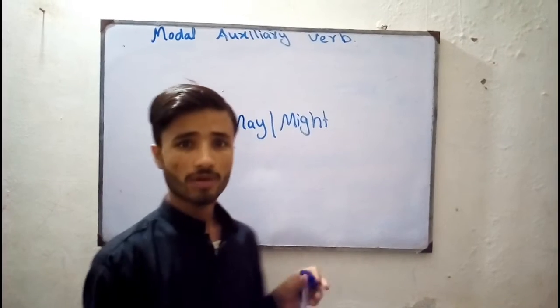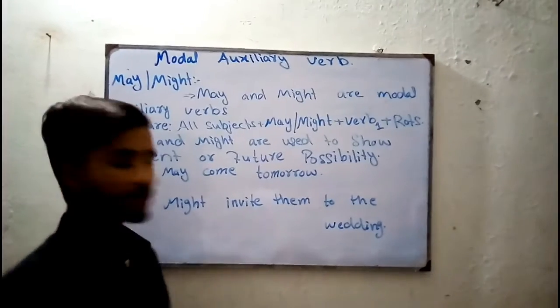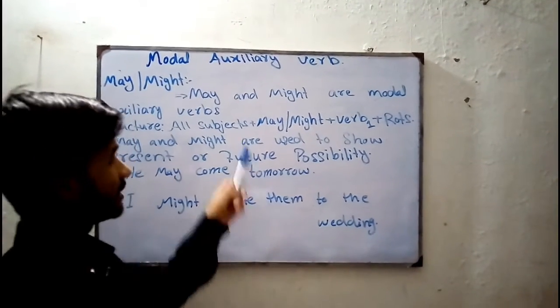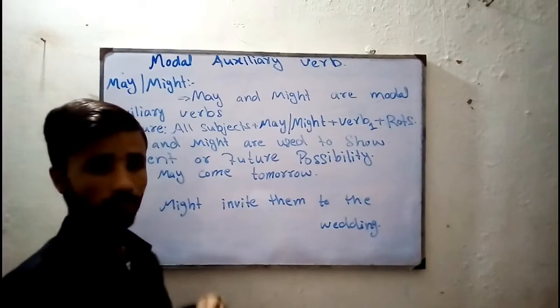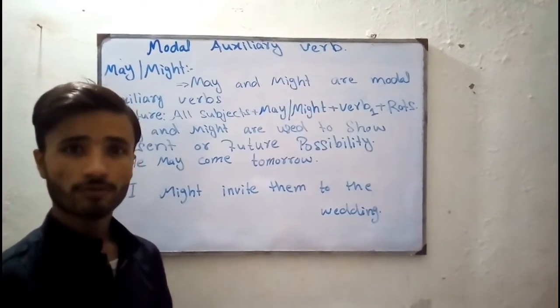Is this clear? In this video I am going to explain may and might. So let's come to the topic. So here we are with the topic may or might. It is the last modal auxiliary verb. If we say in Urdu, may or might means shayad. In Urdu it means shayad.